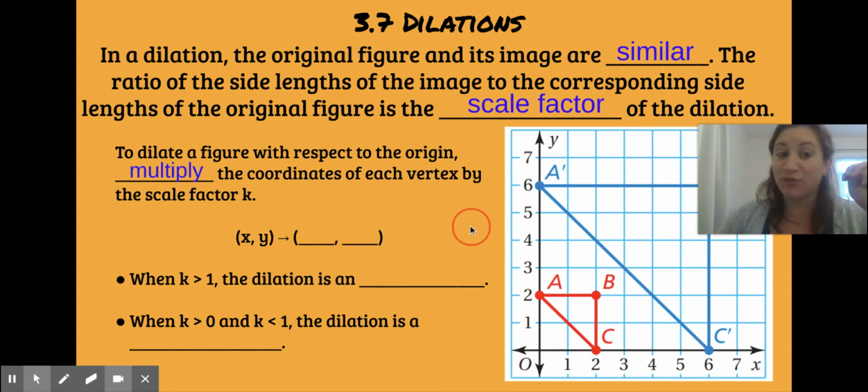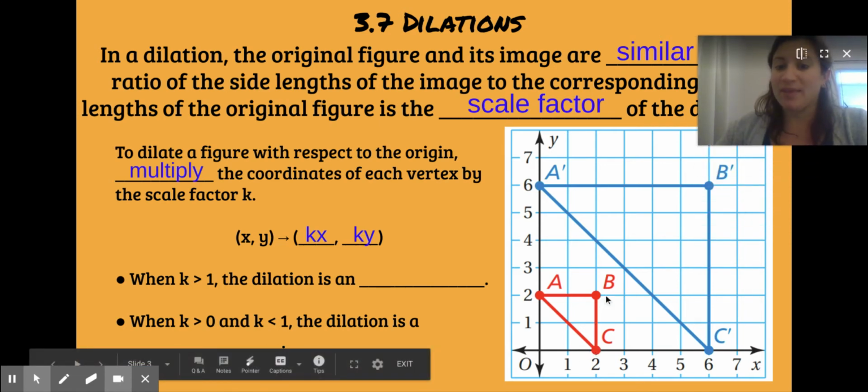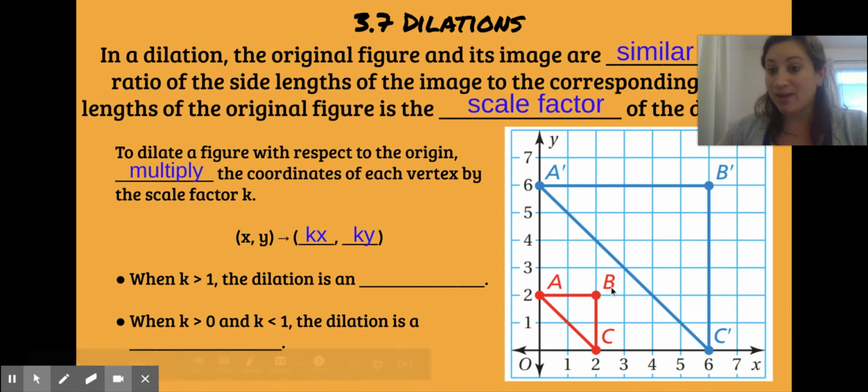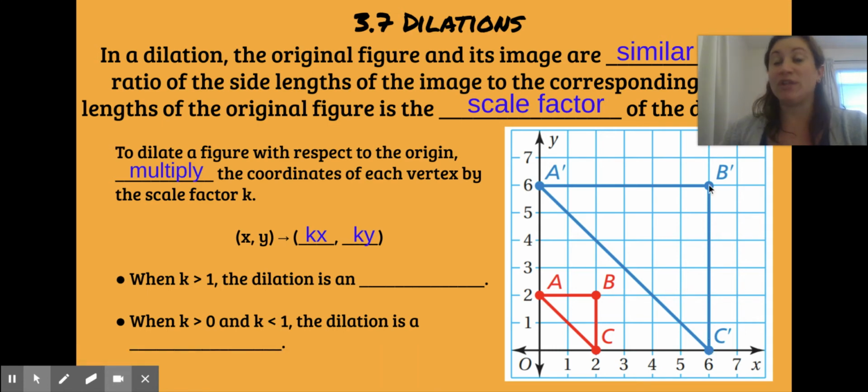We multiplied by 3. You take the x value and multiply it by the scale factor, and you take the y value and multiply it by the scale factor. For example, point B is at (2, 2). 2 times 3 is 6. So B prime is at (6, 6). It started at (2, 2). Now it's at (6, 6). We just multiplied the x and the y value both by 3, the scale factor.